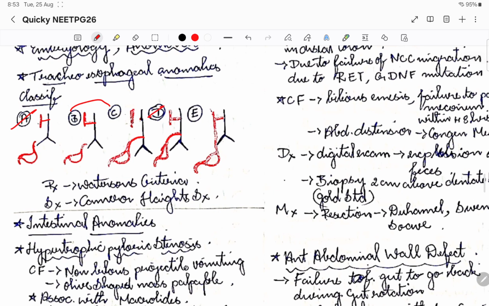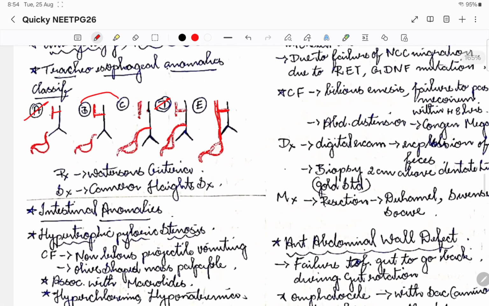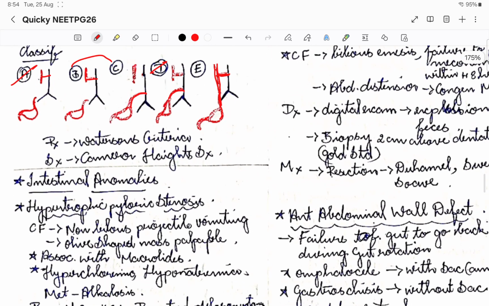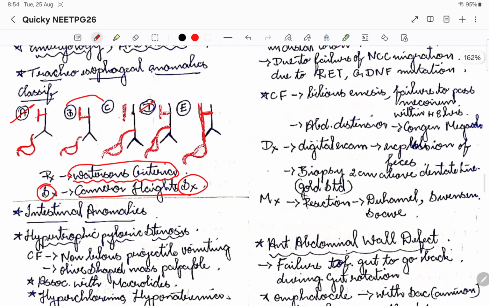In type E, a fistula is formed. The entire esophageal tract is directly connected to the stomach, but there is a fistula formed between the trachea and the esophagus. These are the 5 different classifications with respect to tracheoesophageal anomalies. The main treatment would be based on the Waterston's criteria. It is basically surgical management.